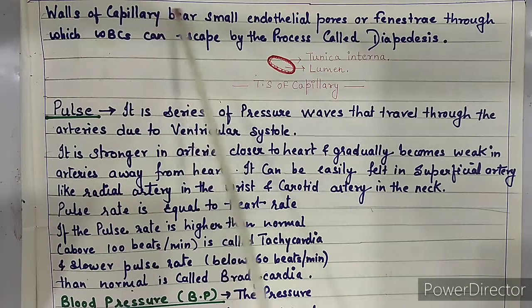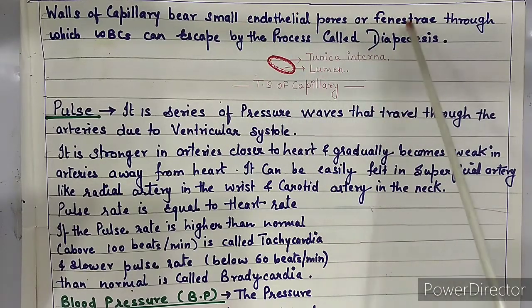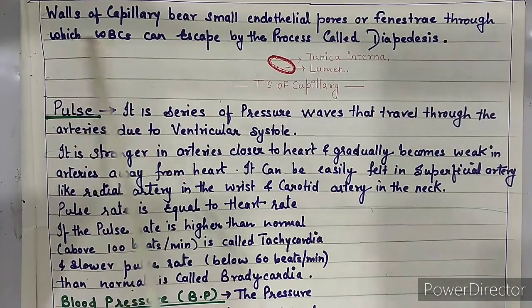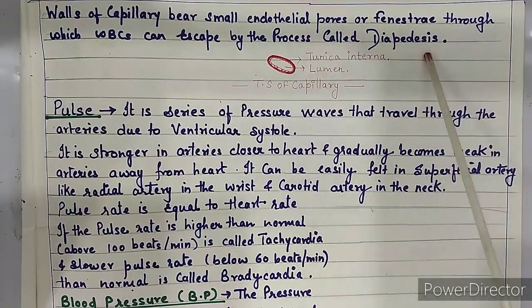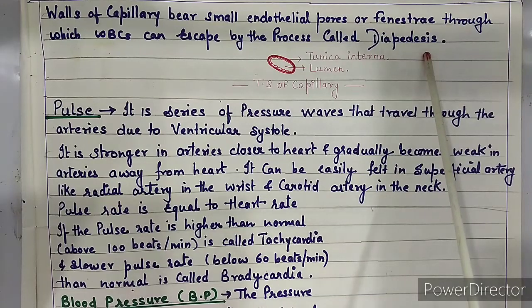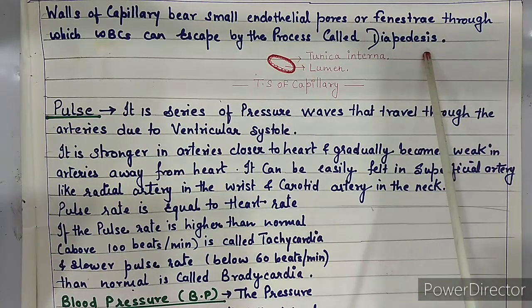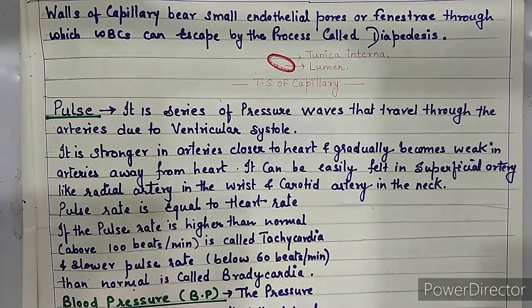So the walls of the capillary bear small endothelial pores or fenestrae through which the WBCs can escape by a process which is called diapedesis. What is it called? Diapedesis, right?